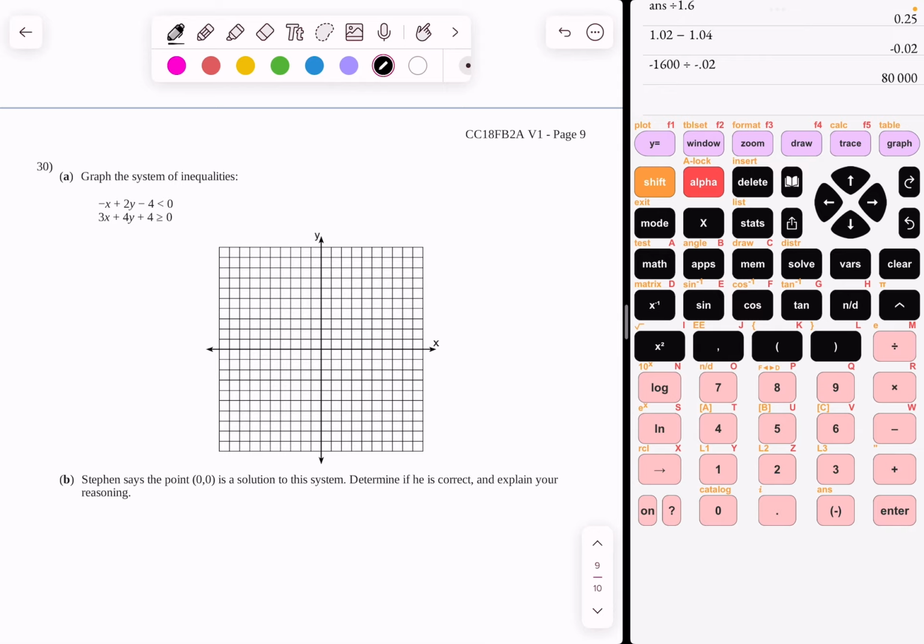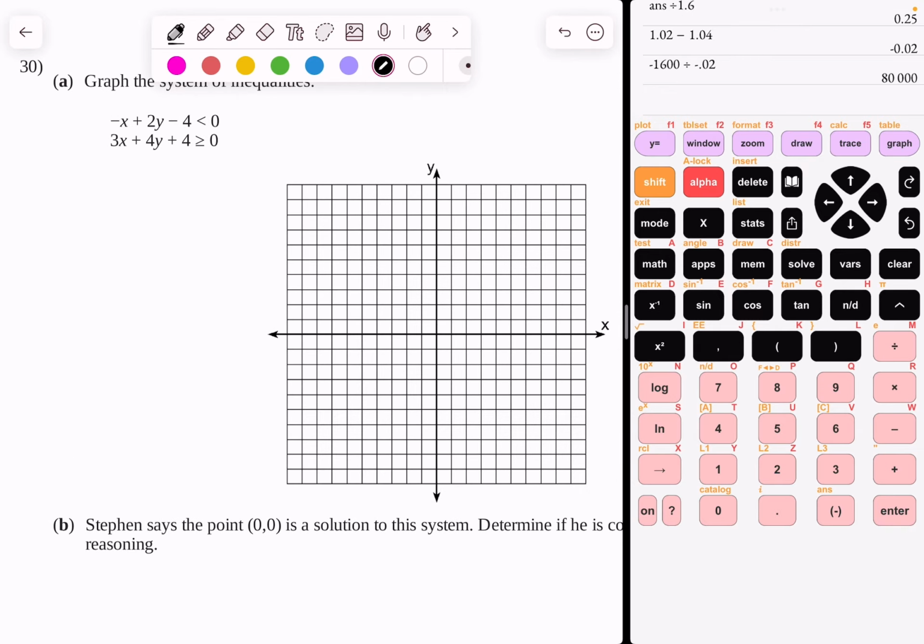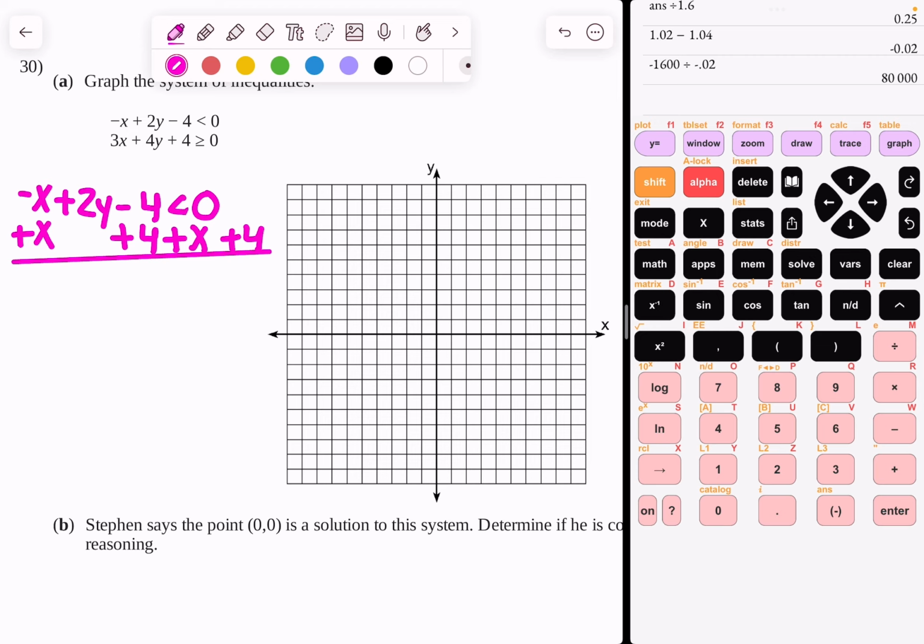This is another one. We're going to graph this again. So let's look at the first one. Negative x plus 2y minus 4 is less than 0. I'm going to add x to bring it to the other side, and I'm also going to add 4 to bring it to the other side. So I get 2y is less than x plus 4. I'm then going to divide by the 2 to get the y by itself. That will give me y is less than 1/2 x plus 2.